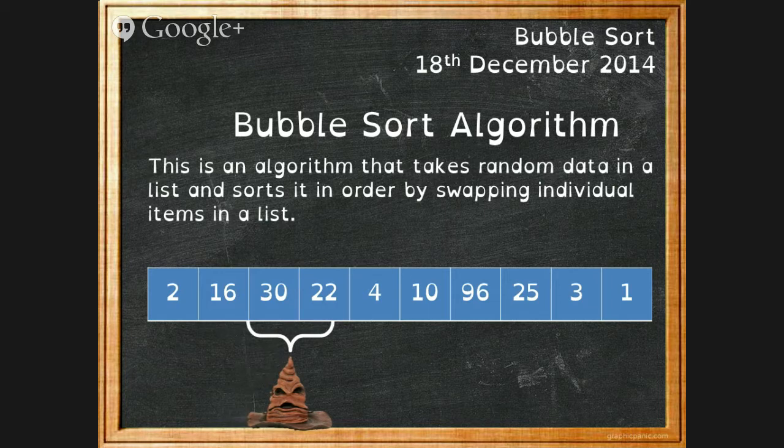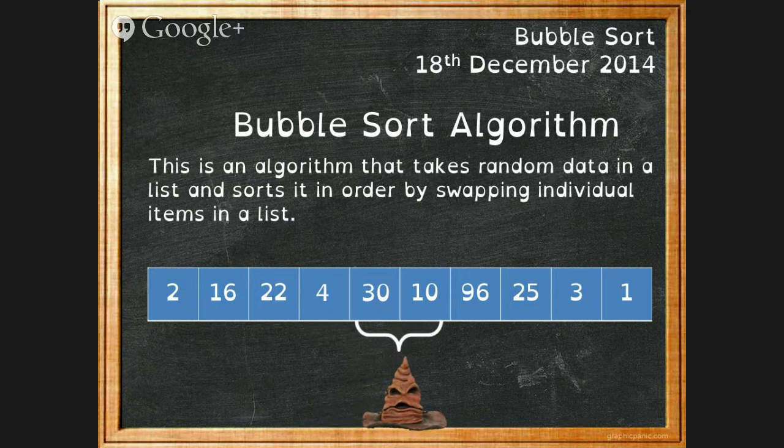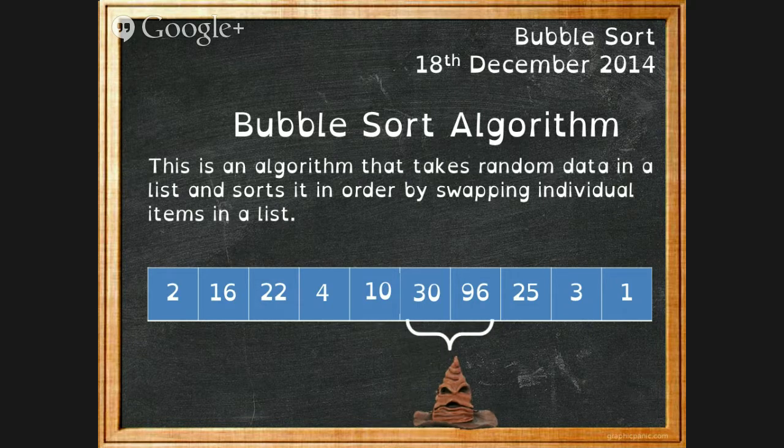And then we have to move on again. Again, we're going to need to swap those over. And then we can move on. And again, they needed to be swapped. And we move on again. 10 is quite clearly less than 30, so it needed to be swapped over. We've now got 30 and 96. And at 30 and 96, we can just ignore it and move on.